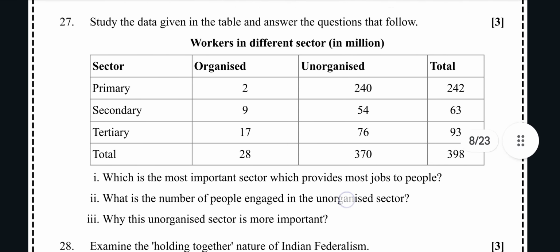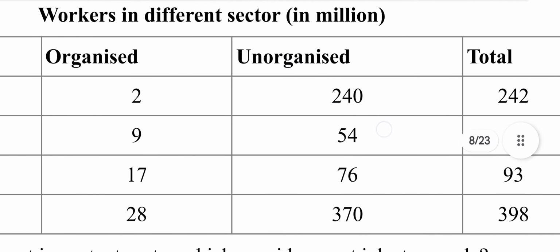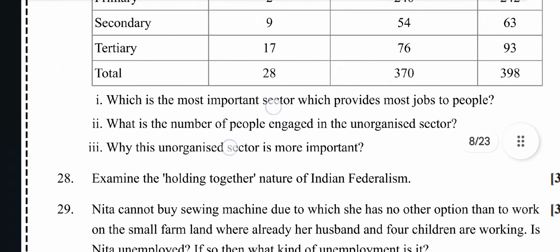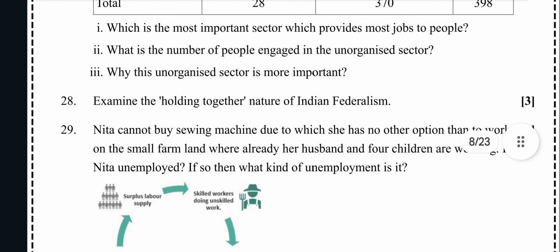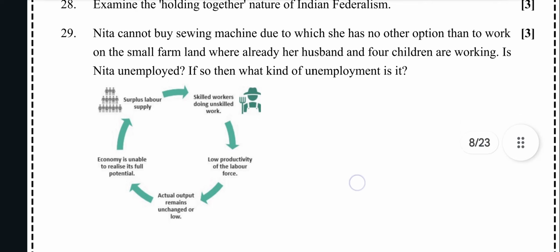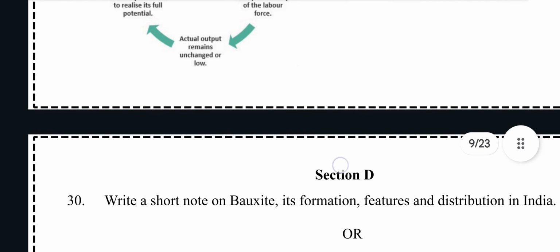So by looking at it thoroughly, you have to go thoroughly into this table, and you have to answer the questions that follow here. See here the questions. After this, question 28, you can see 3 marks are there according to that. And 29, that is also a chart like this. See here, by seeing this chart, this diagram, you have to answer the questions that follow.